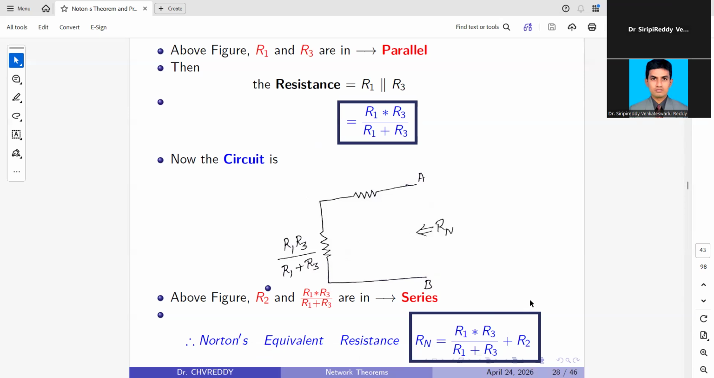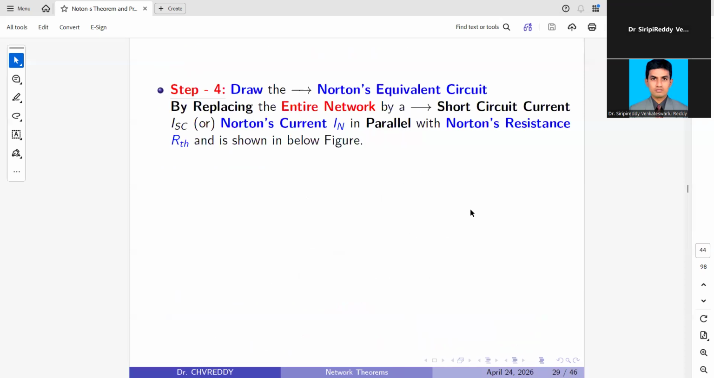When you are calculating the Thevenin's equivalent resistance as well as the Norton's equivalent resistance, both are the same. The same steps you follow here in order to obtain the Norton's equivalent resistance. So now we know the short circuit current or Norton's current, as well as the Norton's resistance.